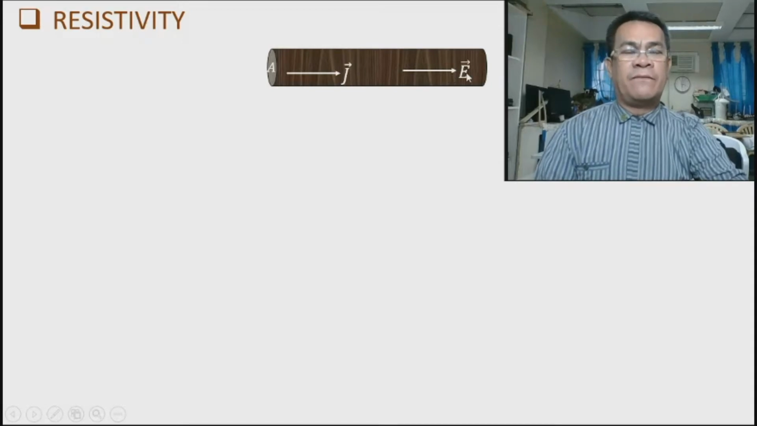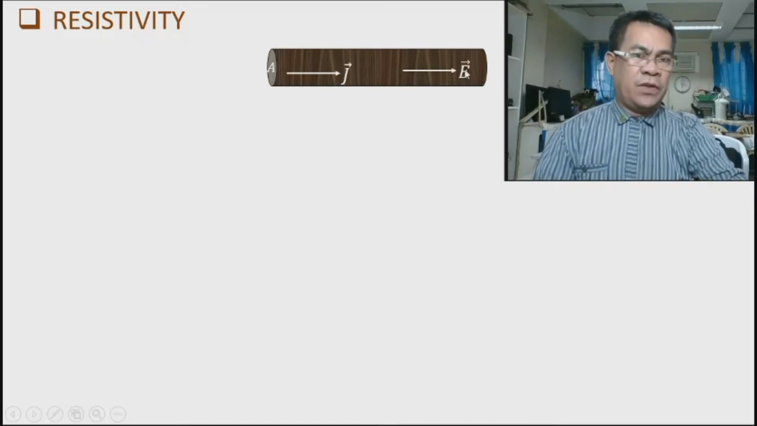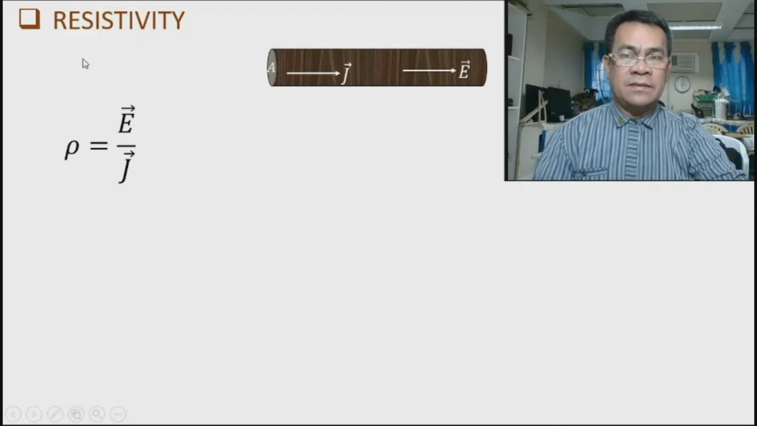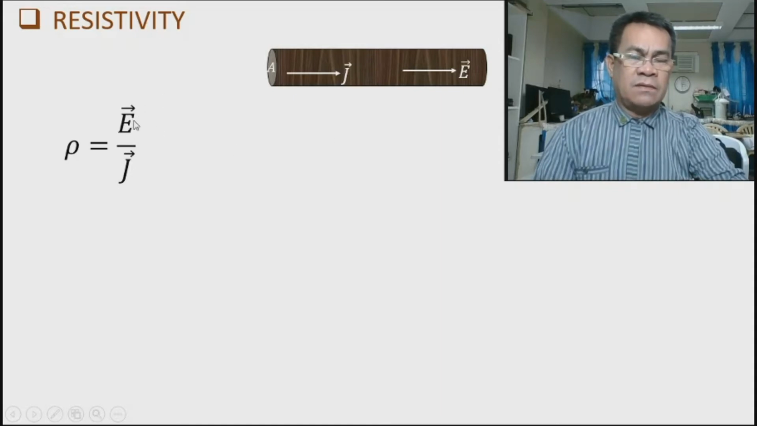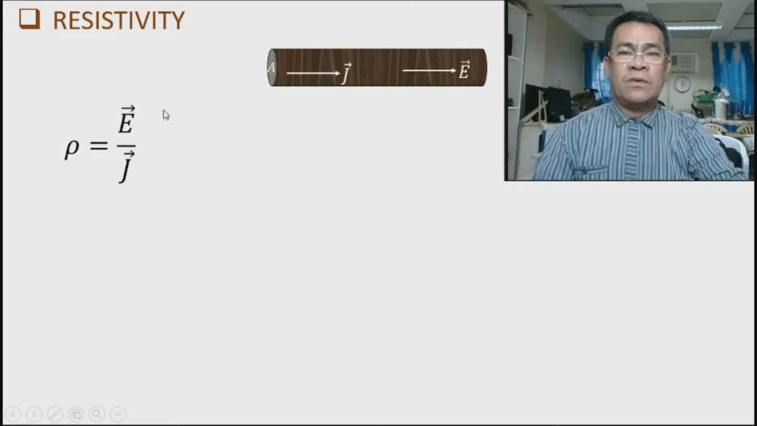What will happen if we divide E by the current density? The result is resistivity. This is the meaning of resistivity, which means that the resistivity is directly proportional to the electric field and inversely proportional to the current density, or the resistivity is proportional to the ratio between the electric field and the current density.